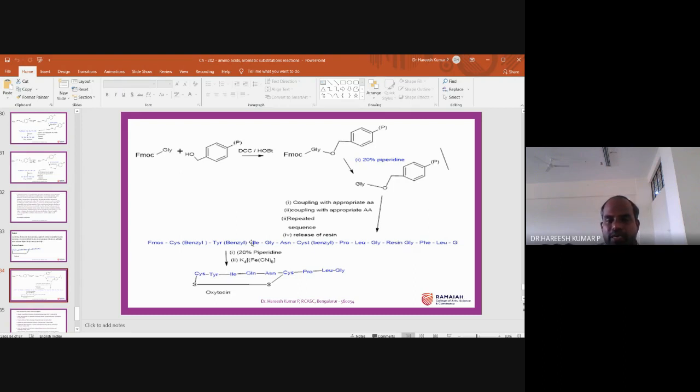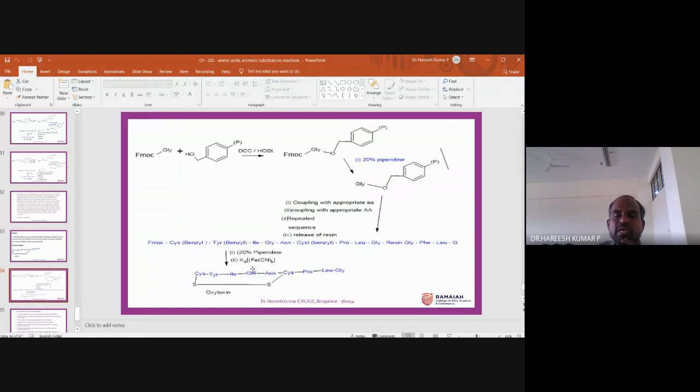Suppose a side chain contains a free amino group, that also should be protected by using an N protecting group. So once the desired peptide is obtained, then release from the solid support. After the release of the solid support, what is left over? Left over is the N protected one and the side chain functional group protected one. So the side chain protected one and N protected one is released. When the N protection is Fmoc, it is released by using 20% piperidine. And the disulfide linkage is made by using potassium ferricyanide. So this is an oxidizing agent.